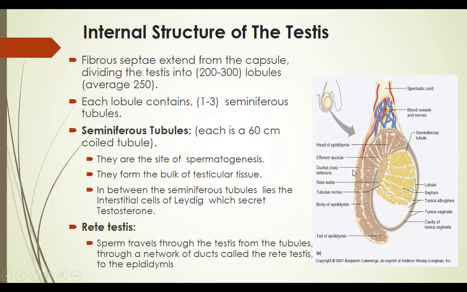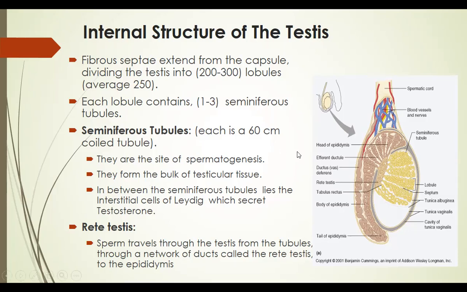Each seminiferous tubule is almost a 60 centimeter long coiled tube. It is a very long tube, but it is confined to a very small area within the lobule. These seminiferous tubules are the primary sites of spermatogenesis. The production of sperms takes place within these seminiferous tubules. In histology, you will study sections of the seminiferous tubules, rounded, and you can see the different stages of spermatogenesis, the formation of sperms.